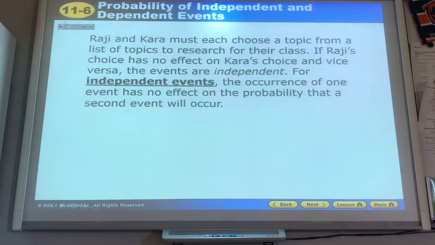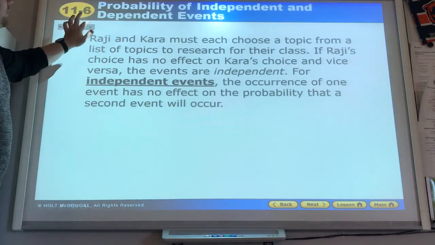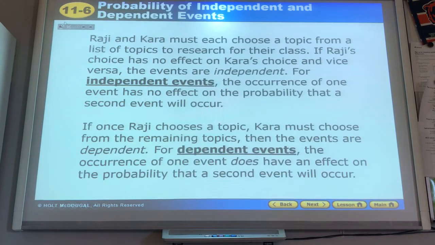Raj and Kara must each choose a topic from a list of topics to research for their class. If Raj's choice has no effect on Kara's choice and vice versa, the events are independent. For independent events, the occurrence of one event has no effect on the probability of the second event. So, if once Raj chooses a topic, Kara must choose from the remaining topics, the events are dependent. For dependent events, the occurrence of one event does have an effect on the probability that a second event will occur. Think about it like this.